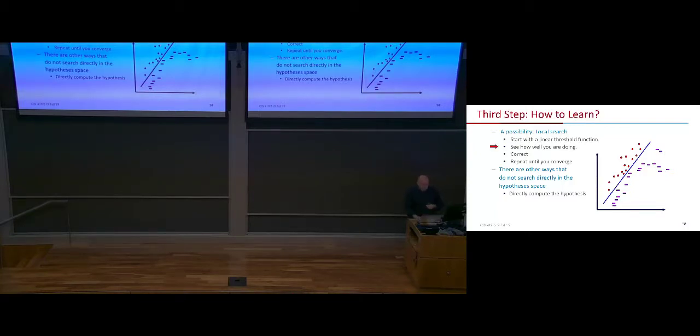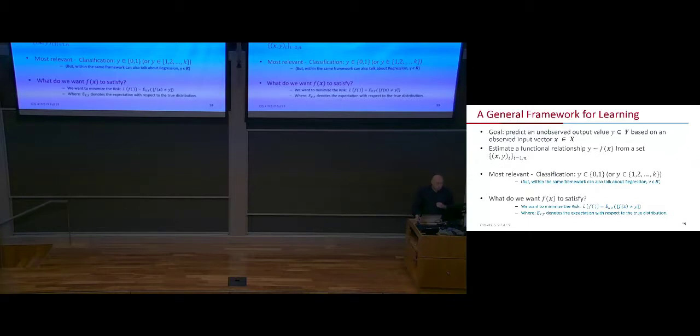But now, we're going to do it this way. And the first step is see how well you're doing. So what does it mean to see how well we're doing? And already here, we see that we basically answer one of the most fundamental questions that we have in learning. The goal is to predict an unobserved output value y based on an observed input vector x.